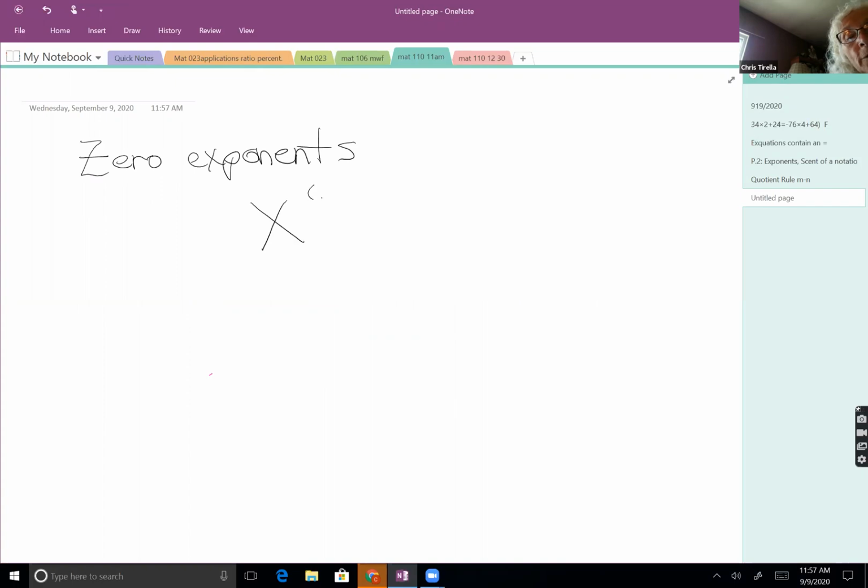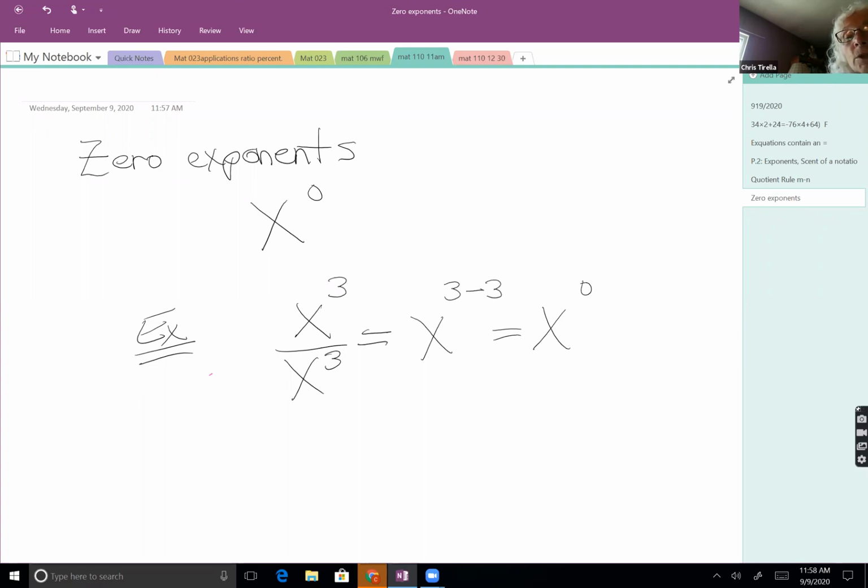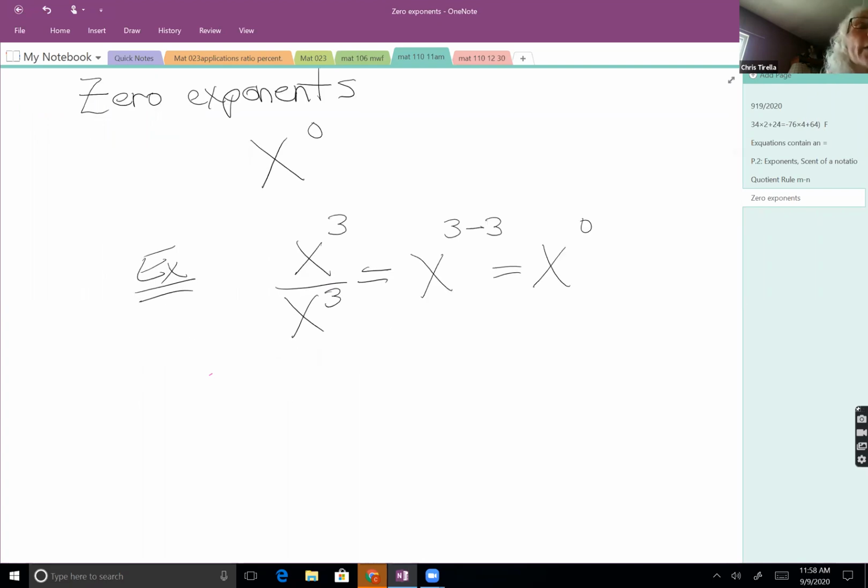What does it mean if I have something to a 0 power? Well, in order to look at that, I'd like to again go through an example to show you why this works. Let's say, for example, I have something like x to the 3rd over x to the 3rd. My quotient rule tells me that x to the 3 minus 3 gives me x to the 0. So that would be how we could wrap our minds around the idea of 0 being an exponent.